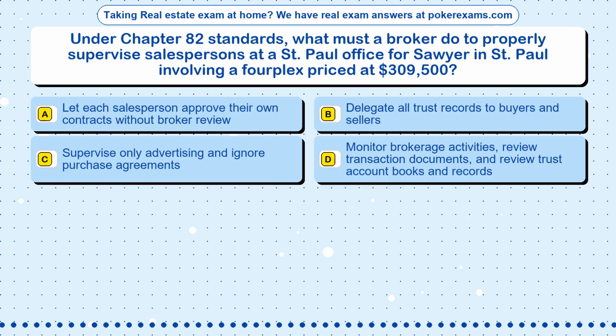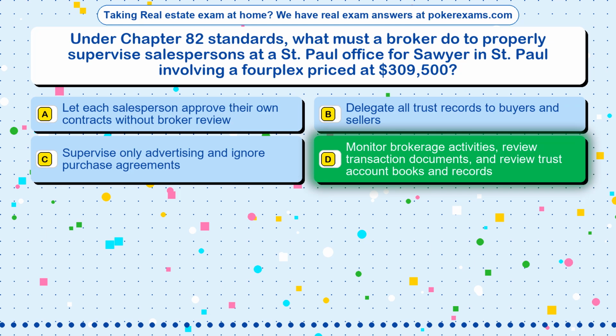Question 88. Under Chapter 82 standards, what must a broker do to properly supervise salespersons at a St. Paul office for Sawyer in St. Paul involving a fourplex priced at $309,500? Option A. Let each salesperson approve their own contracts without broker review. Option B. Delegate all trust records to buyers and sellers. Option C. Supervise only advertising and ignore purchase agreements. Option D. Monitor brokerage activities, review transaction documents, and review trust account books and records.